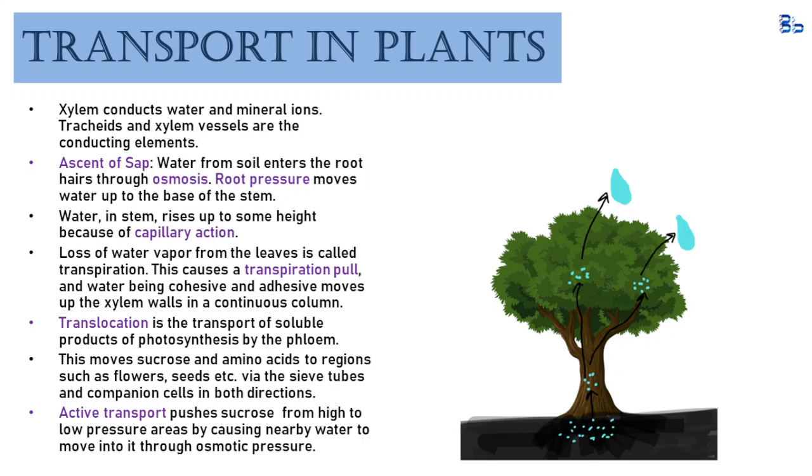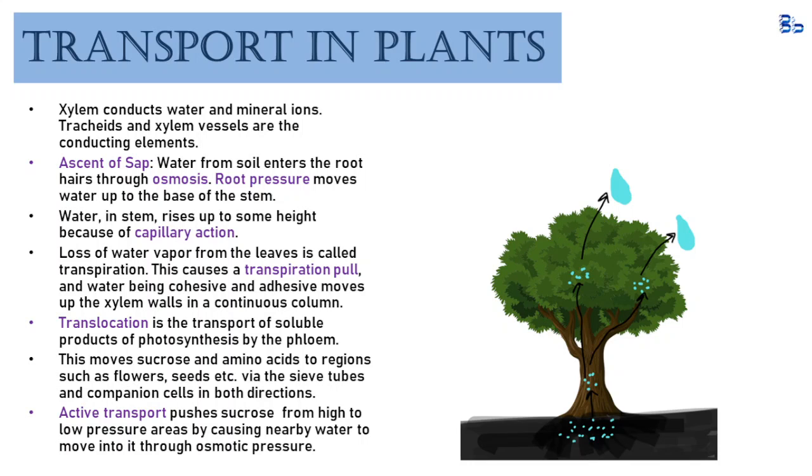So through this process, water is going to enter the root hair cells, and then the root pressure is going to push the cells from the root to the base of the stem, where it is going to move up through some height through the process of capillary action. So capillary action is nothing but the ability of water to go up, to rise up in a tube.